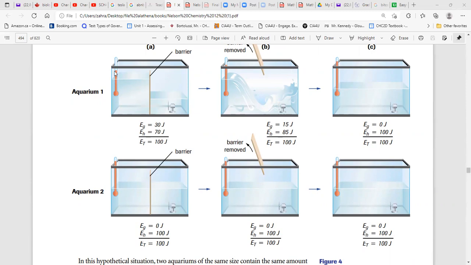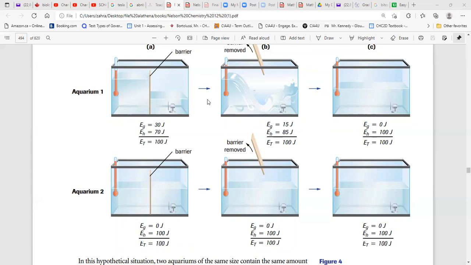If you have two tanks, aquarium 1 and aquarium 2, the temperature in aquarium 2 is much higher than the temperature in aquarium 1. So the thermal energy here is 70 joules, and here it is 100 joules, 30 joules more. Also, because of the height, this is not level with this one, so the gravitational energy here is 30 joules more than that. If the two were at the same level, it would be 0.